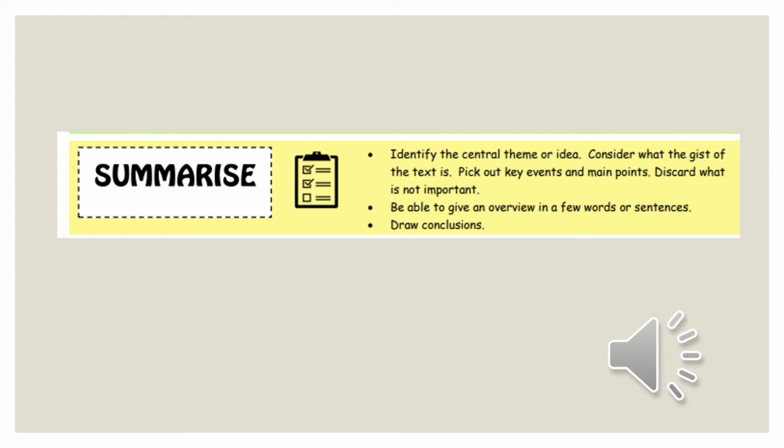So today's lesson will predominantly focus on summarising a myth. So if you are thinking about a myth, we're thinking about the main idea. That's what central theme means. So we're considering what the overall message of the book is, and we're picking out the key events and main points. You're going to get rid of anything that you think is not important. It's the main ideas that if you told me about this story, you'd be able to sum it up in 3 or 4 main points.